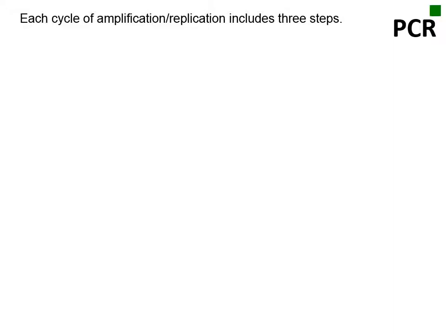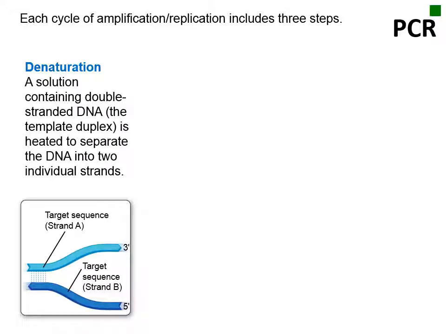The first is denaturation. Denaturation is a way of artificially completing the role of helicase in DNA replication. By heating double-stranded DNA to 95 degrees Celsius, the hydrogen bonds holding the two strands together will break, separating the strands from one another. The second step is annealing.